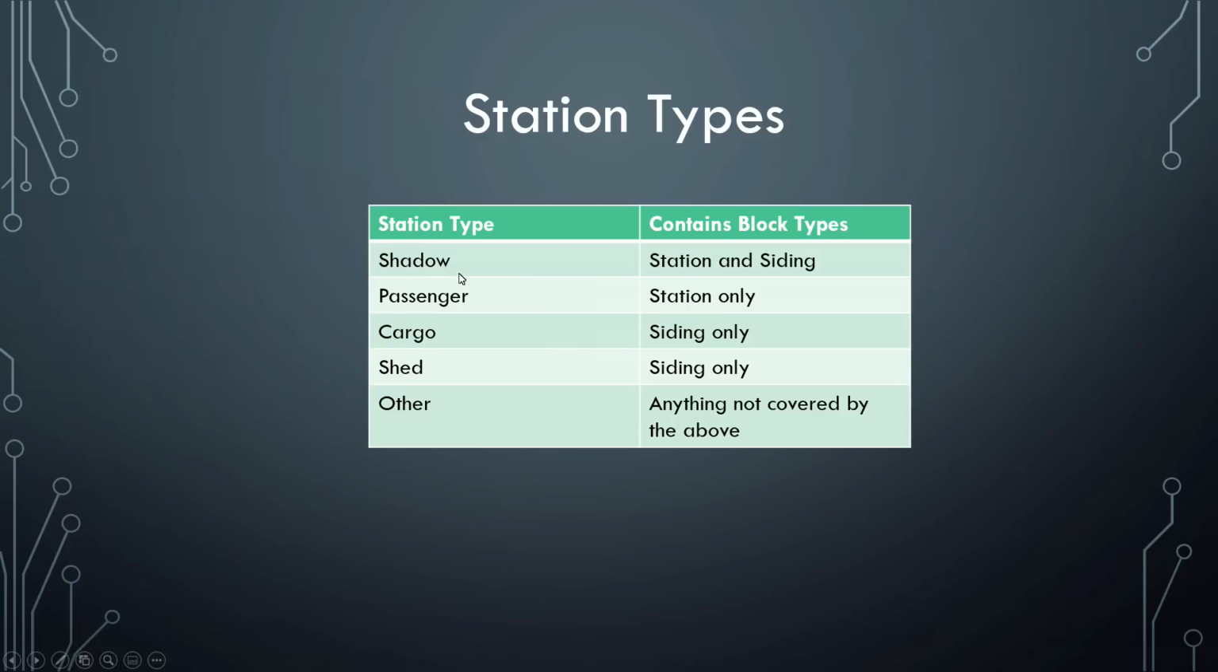A shadow station contains blocks that are of the type station or siding or both. A passenger station contains blocks that are only of the type station. A cargo station has blocks that are only the type siding, and a shed type has only siding blocks. And there is the other option which covers anything else not covered by any of the above.